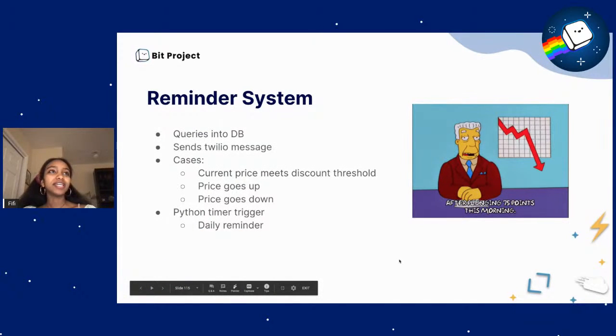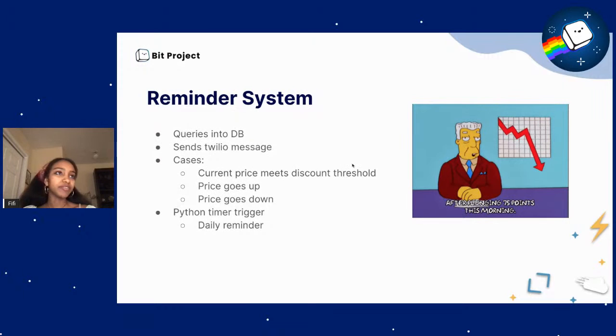So after I got all of the information inputted into my database, I wanted to actually focus on the reminder system itself. This would again query into the database and get the information out of the database and then send a Twilio message in 3 different cases. The first would be if the current price meets the discount threshold of the product from the original price when the user first started the program. Or it would notify the user if the price goes up or down from the last time that the timer trigger checked it. I kind of mentioned that a little bit earlier than I thought I would, but my program would then use a timer trigger that would have a daily reminder to check these 3 cases, query into the database, and send the Twilio message.